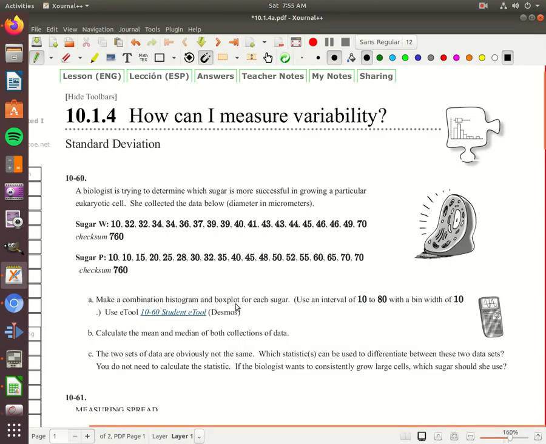1060A, make a combination histogram and a box plot for each sugar. Again, we did that in TI-84 and in Desmos. Pick whichever one you prefer. Now it says calculate the mean and median of both collections of data. There's a bunch of different ways to do this. Eventually I can show you how to do it in Desmos and in the calculator, but for now I'm going to use Excel.